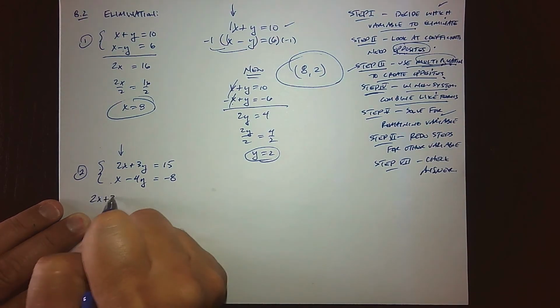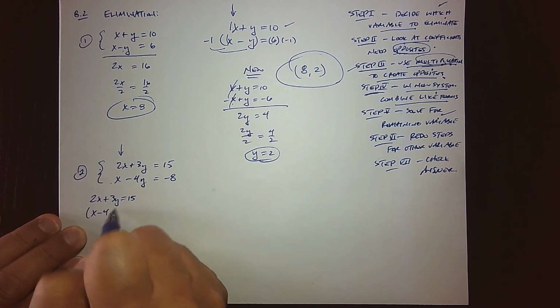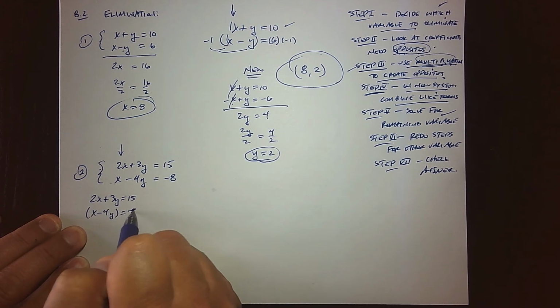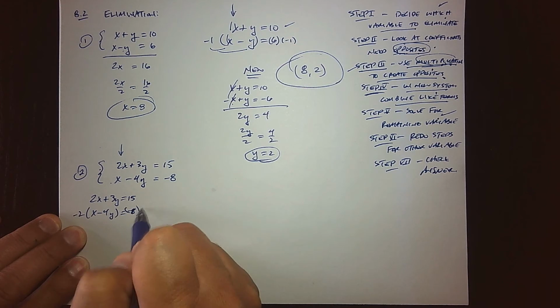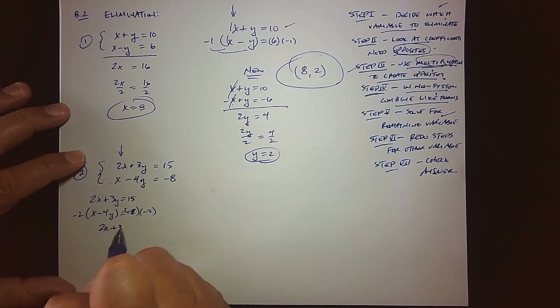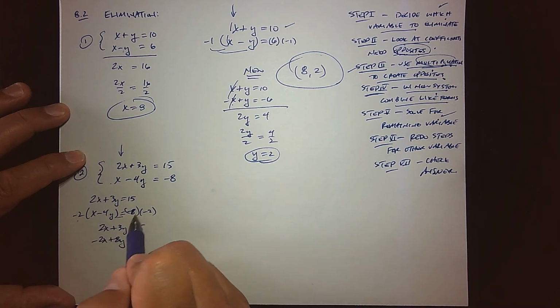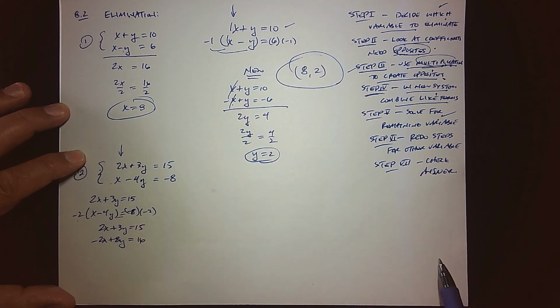So I need to do some sort of a multiplication to create that situation. How about, let me leave the first equation alone, and I'm going to take the second equation and multiply both sides by -2. Let's see if that creates what I want. So the first equation stays the same. The second equation, when I distribute everything out, I get -2x plus 8y equals 16. And lo and behold, I have exactly what I want, right?